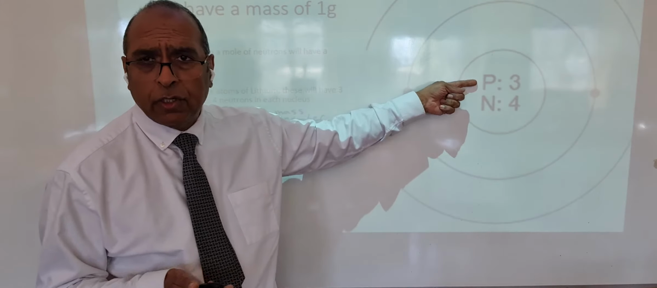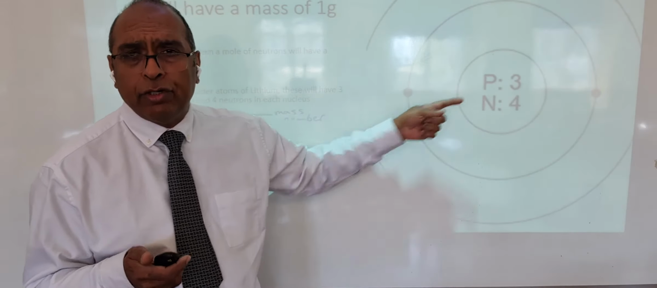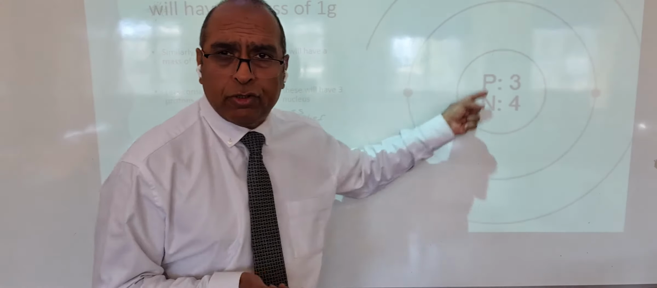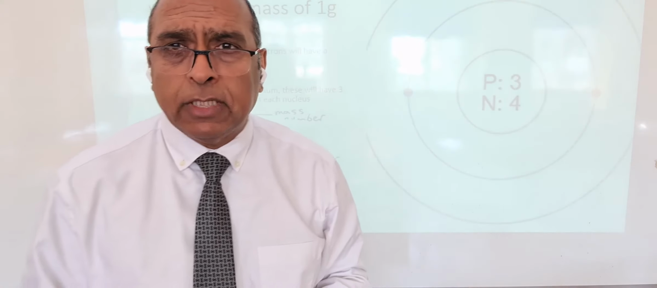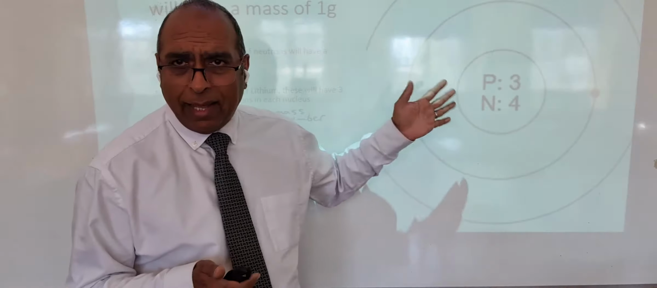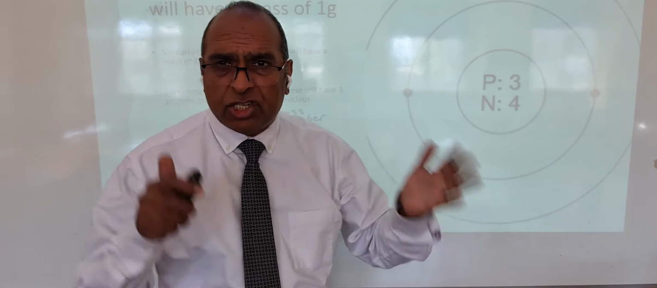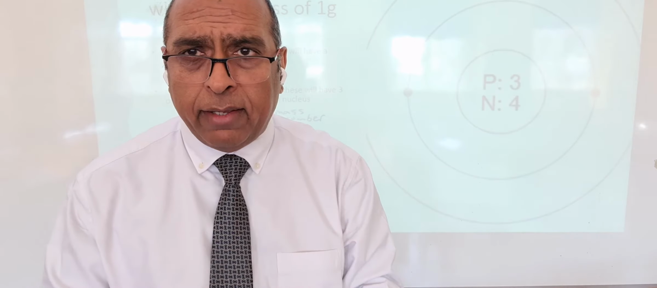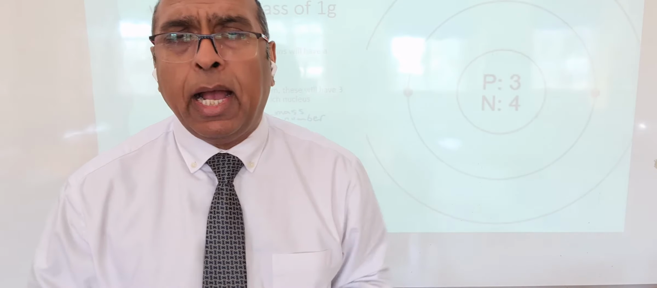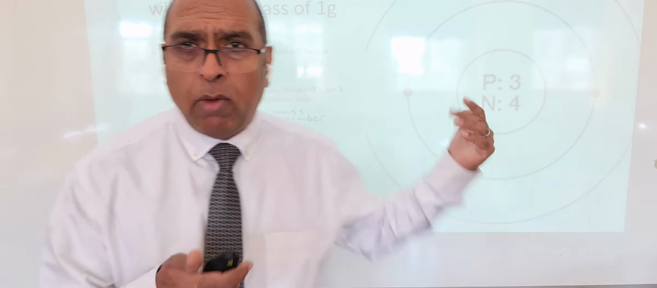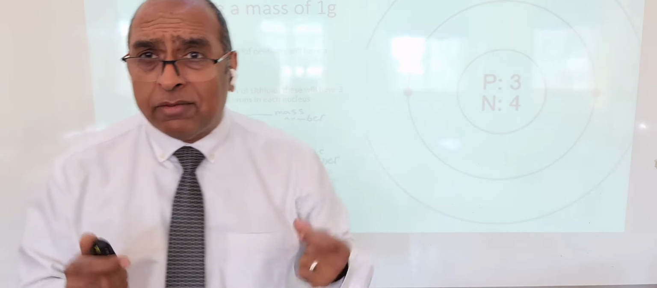But what if you got a mole of something like, that's an atom of lithium. Now lithium's got 3 protons and 4 neutrons. Remember, protons and neutrons weigh the same amount. So that atom there on the board is 7 times heavier than hydrogen atoms. And so a mole of those would weigh 7 grams.